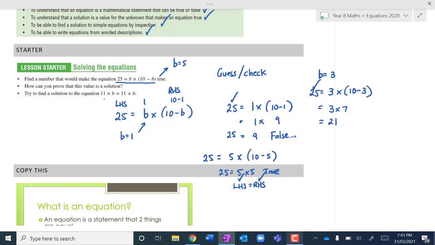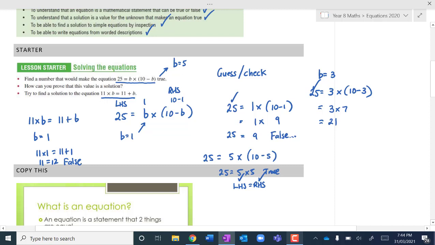Now, can we try and find a solution to 11 times B equals 11 plus B? Okay, let's try a few things. If B is 1, we'd have 11 times 1. Does that equal 11 plus 1? Not quite. Does 11 equal 12? No, it doesn't. So that's a false statement.